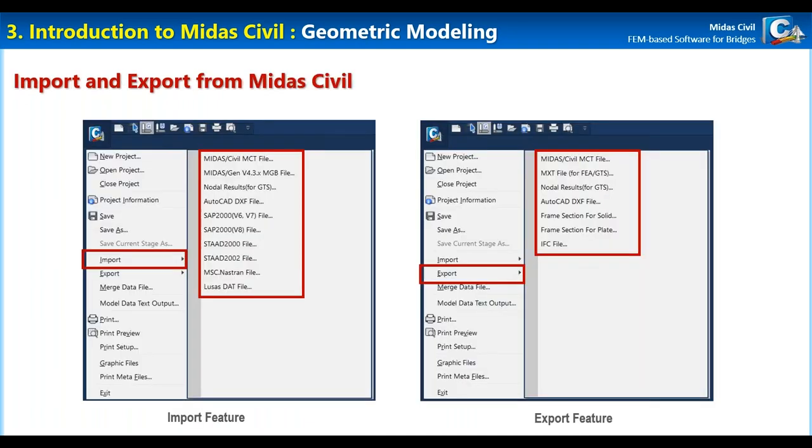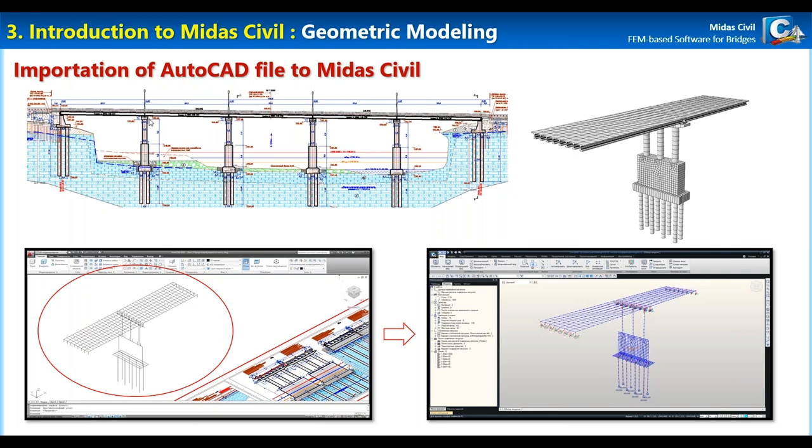So for the importation, Midas can import different files from other software. Midas Civil is compatible with other software also. It's compatible with SAP2000, and Nastran files can be imported easily, and Lusas data files can be imported in Midas Civil, and you can model using those files also. Also, we have the exportation feature here in Midas Civil. So Midas files can be exported into other file formats in the Midas Civil family software and in AutoCAD, DXF file, and etc. So this is an example of the importation of an AutoCAD file to Midas Civil. You can see that the whole model can be imported in Midas Civil without any problem.